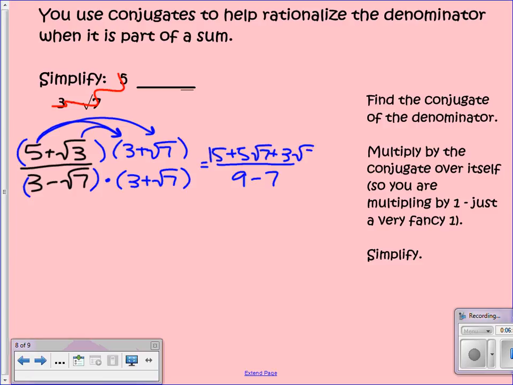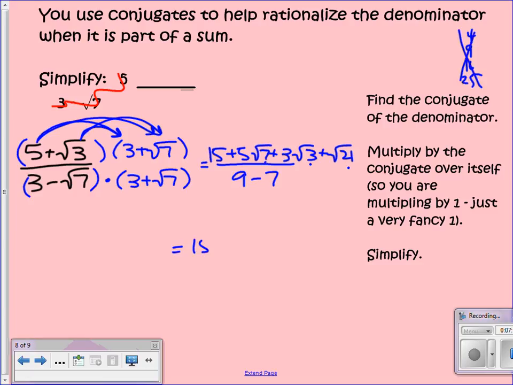15 plus 5 times the square root of 7 plus 3 times the square root of 3, and then the square root of 7 times the square root of 7 is the square root of 21. That's a lot of fun in the numerator. Can you simplify any of those? I have the square root of 7, square root of 3, and square root of 21. Well, none of them are the same, so I can't combine them. And the square root of 21 does not divide by any of my perfect squares, so it's simplified.